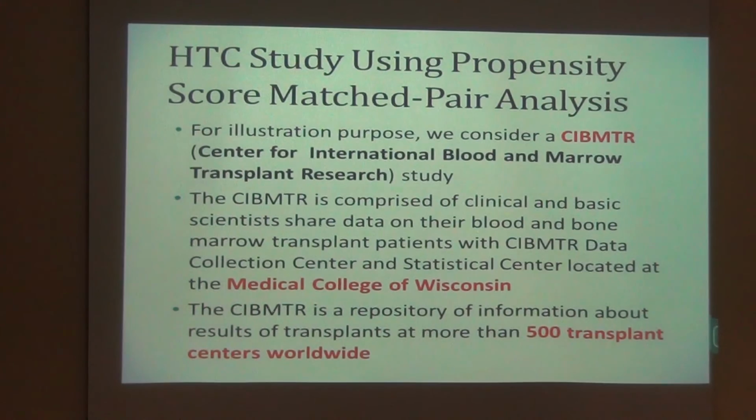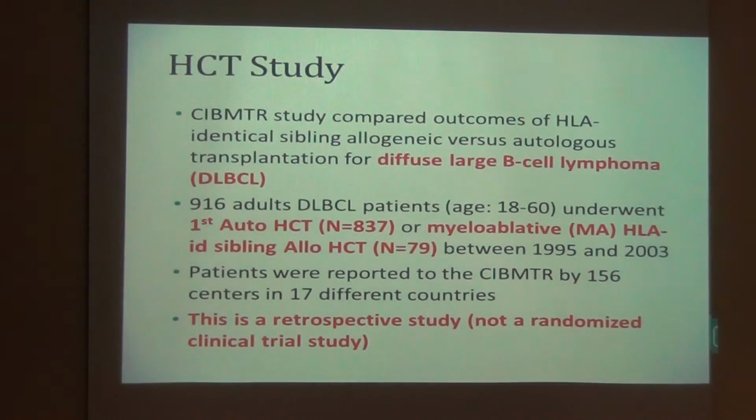This is a little bit unique because this is time-to-event data, so the analysis is a little bit unique. So I'll talk about this example. This study tried to compare the outcome, as I said at the beginning, of allogeneic identical sibling transplant versus autologous transplant for diffuse large B-cell lymphoma. In total, there are 916 adult patients aged from 18 to 60.